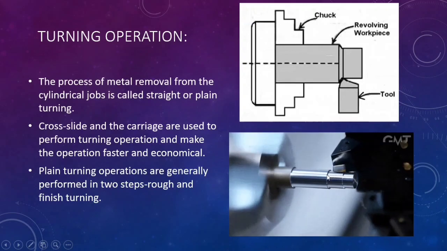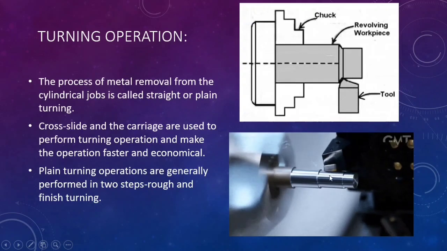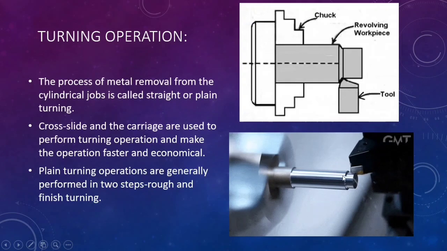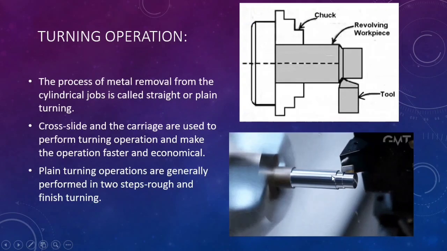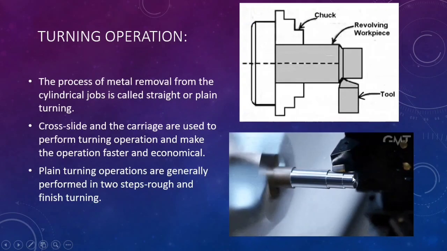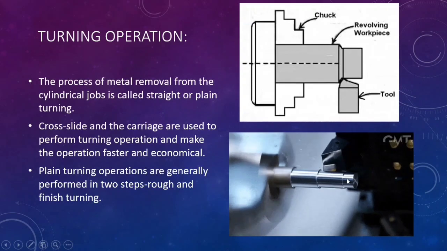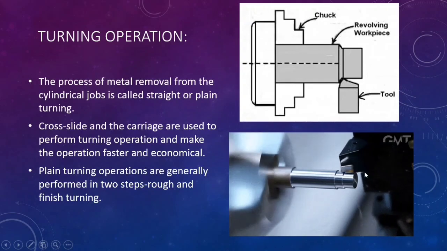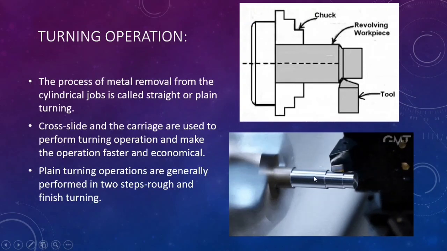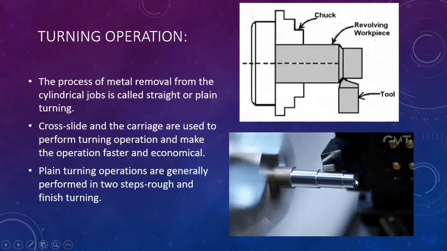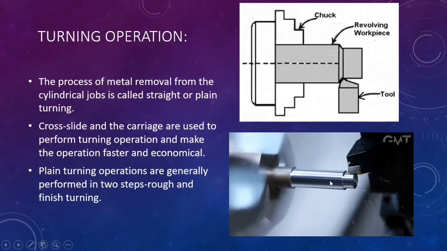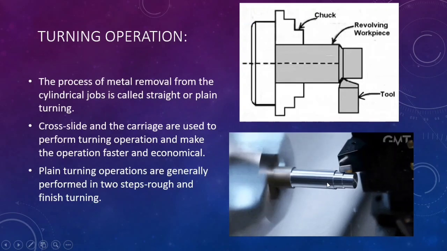Whatever the cylindrical surface is, its diameter is reduced. The diameter of the workpiece is reduced in this operation, and that is called a turning operation. Actually, this is called a plane turning operation. Here, the tool is moving parallel to the axis of rotation. This is the axis of rotation, and the tool is also moving in this direction. So it is parallel.